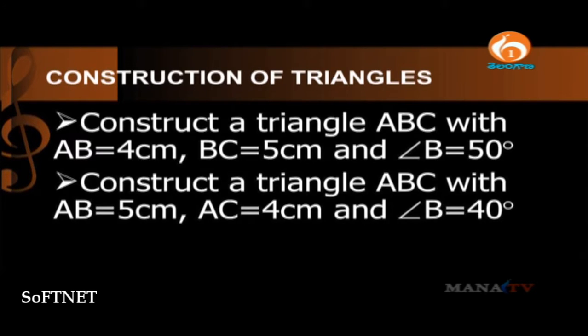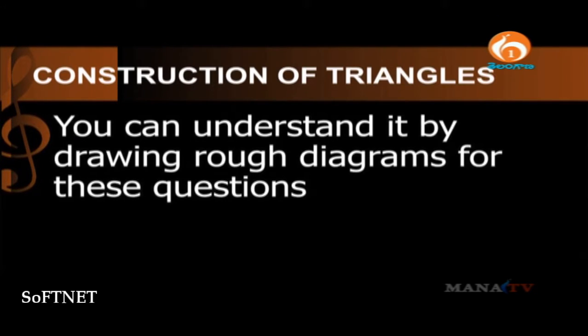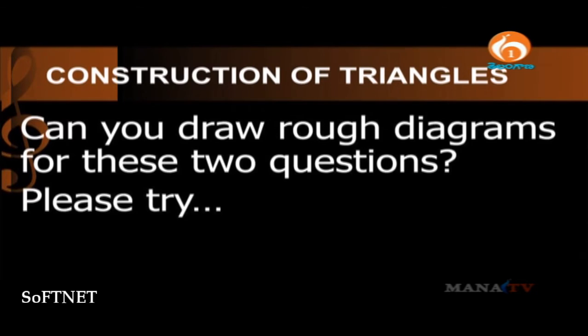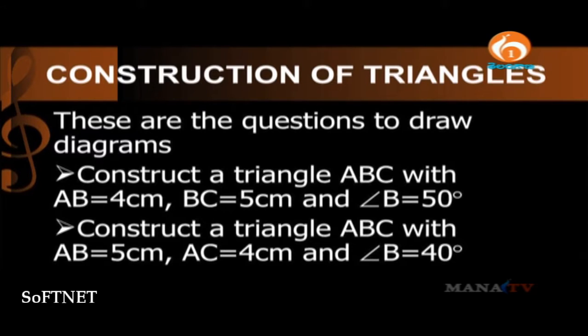Construct a triangle ABC with AB is equal to 4 centimeters, BC is equal to 5 centimeters, and angle B is equal to 50 degrees. Another question is, construct a triangle ABC with AB is equal to 5 centimeters, AC is equal to 4 centimeters, and angle B is equal to 40 degrees. Are you observing any difference in between these two questions, guys? You can understand the difference by drawing rough diagrams for these questions. Can you draw rough diagrams for these two questions? Please try. These are the two questions to draw the diagrams.